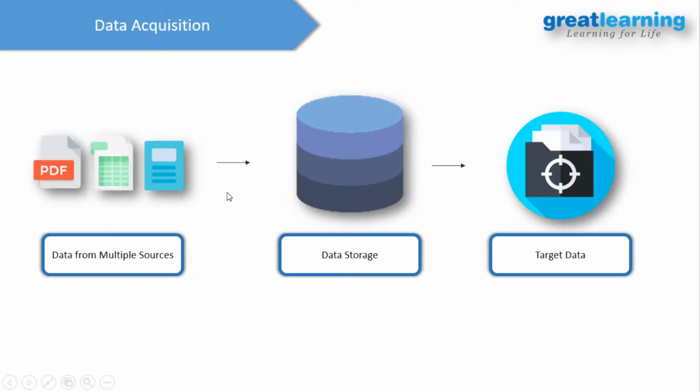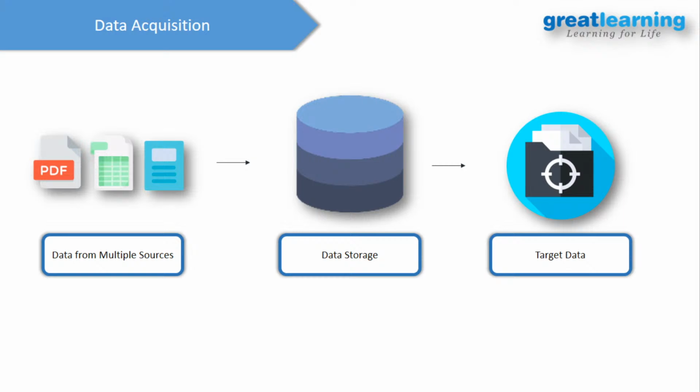Now let's start off with the first part, which is data acquisition. As I've told you guys, data is present in multiple formats and we've got a huge amount of data, and all of this data is coming from multiple sources. So data can be present in the form of a PDF, in the form of an Excel file, in the form of a Word doc, in the form of an image, or in the form of video.